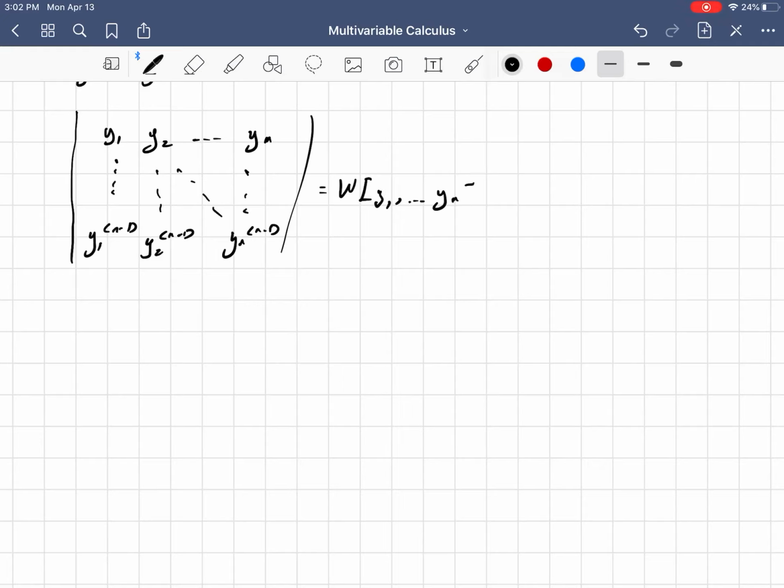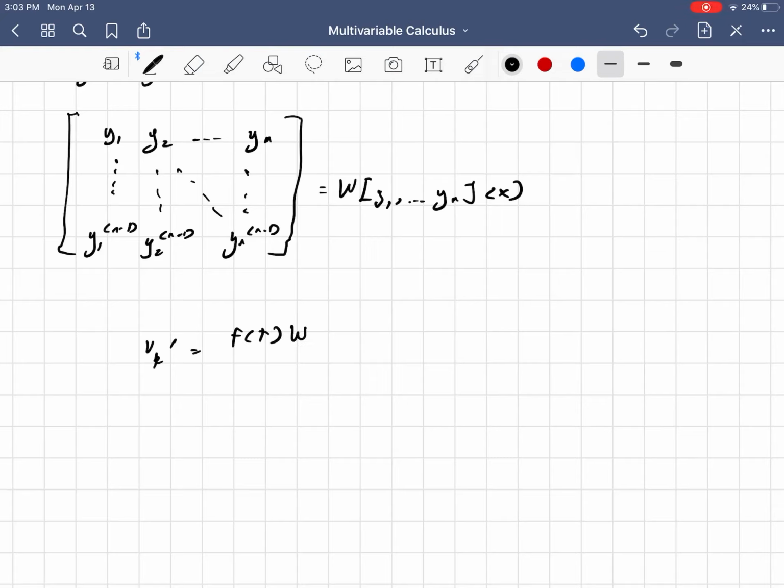And we got all this stuff in between. So all this is going to be equal to the Wronskian of y sub 1 to y sub n of x. And this isn't a determinant, this is a matrix. So we now need to solve this equation here for v sub k prime, where k is somewhere between 1 and n.